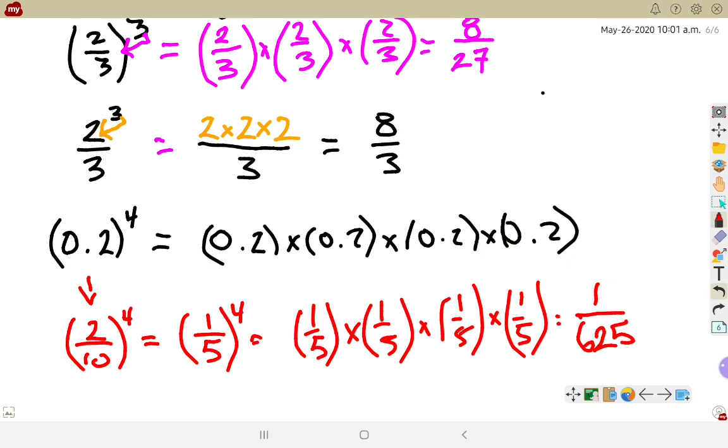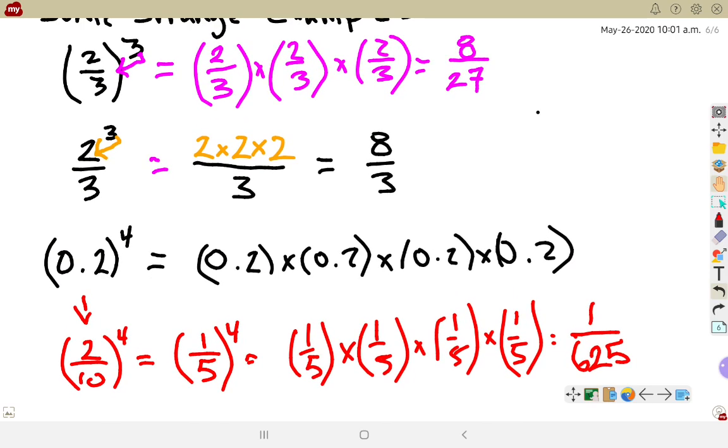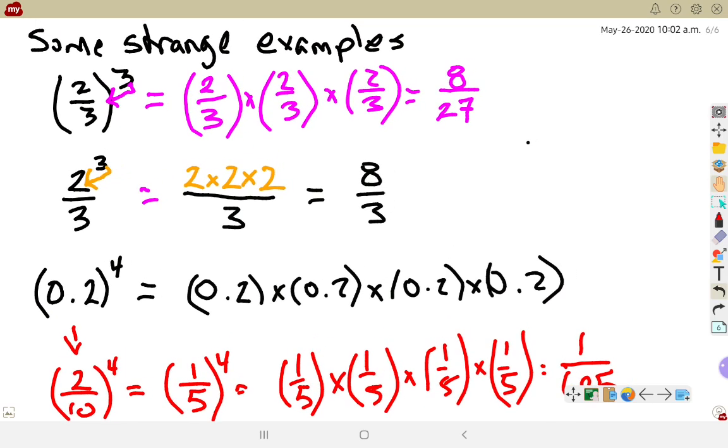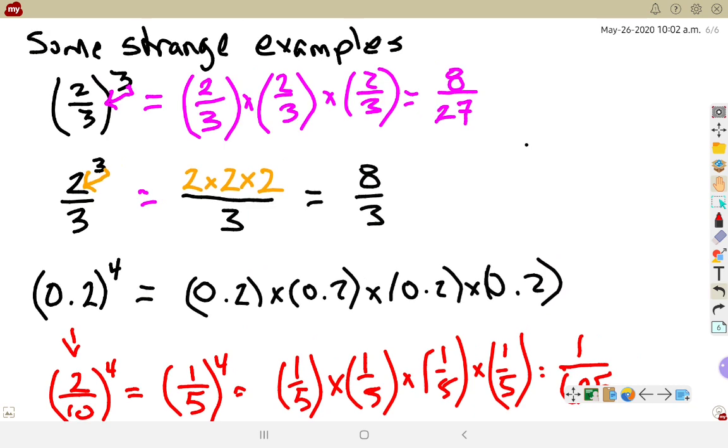times 0.2 times 0.2. Okay, so I like working with fractions instead of decimals if at all possible, especially with exponents. Makes it much simpler. Okay, so we'll go more in depth with some of these things later, but for now, that's the basics.